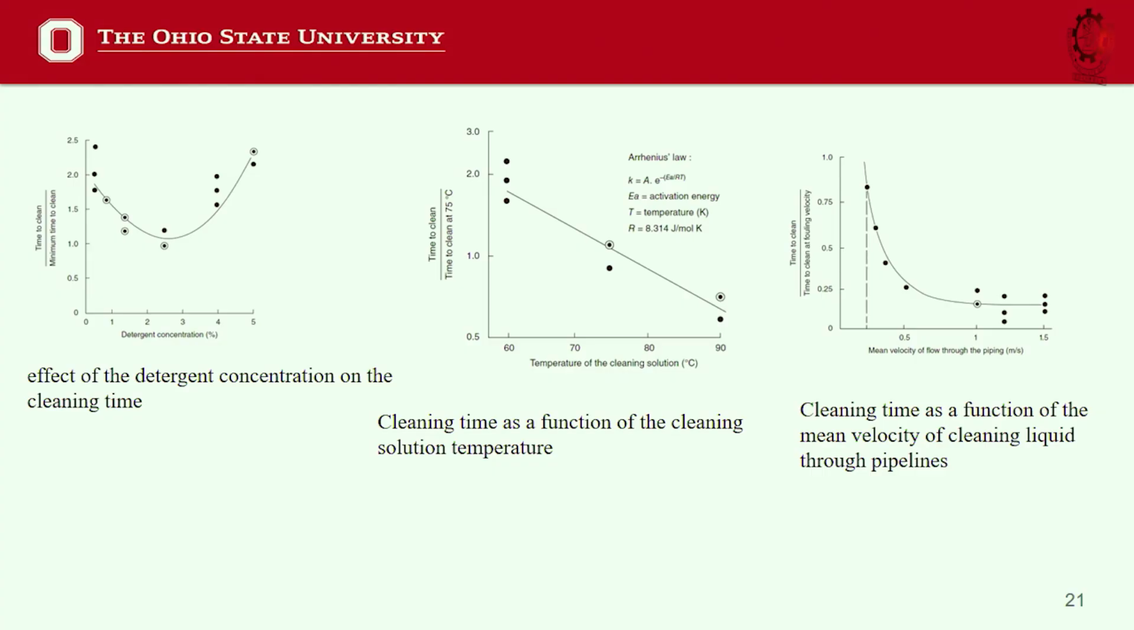So, when you look at detergent concentration, you can see the axis here is time to clean, and there is a particular concentration that keeps the time to clean at a minimum. If you increase the concentration beyond that, it probably becomes less effective. So, you have to look at what the optimum concentration is for a particular detergent.